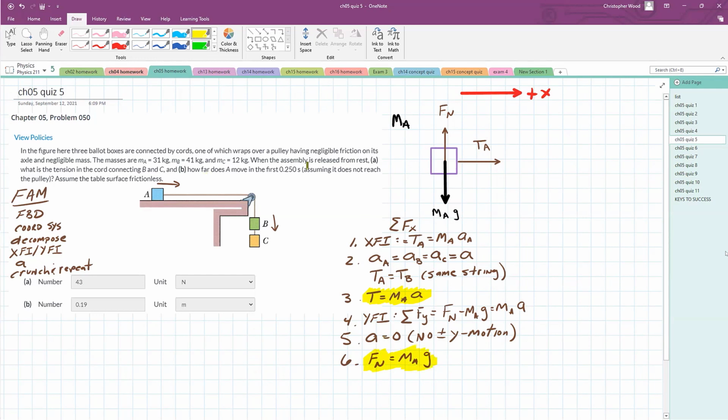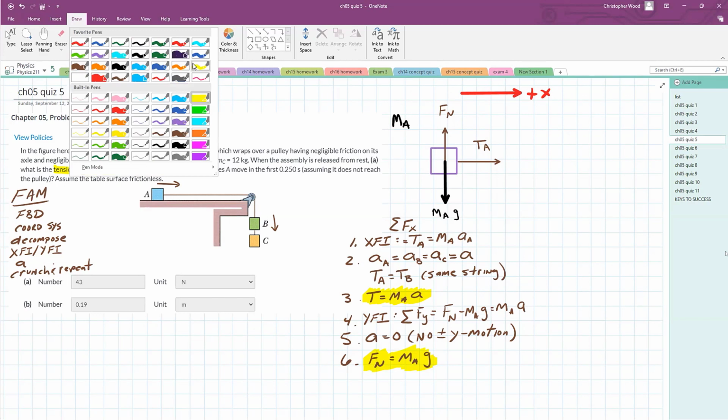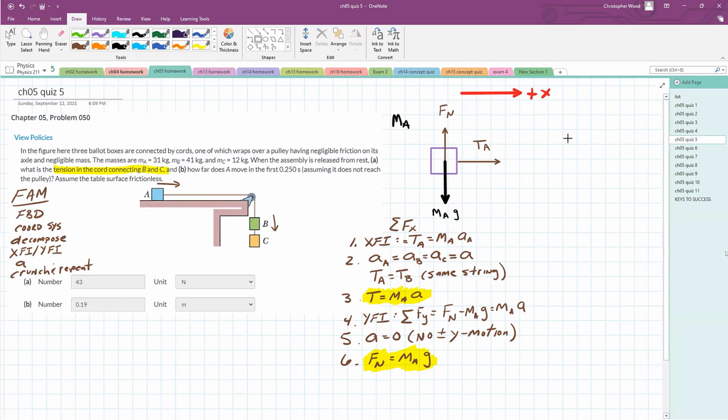I am after, when the assembly is released from rest, what's the tension in the cord connecting BC? So now I guess I'm going to get to that. So I'm going to see my dollar sign for the first time, because I'm going to do a force inventory on block B. So here's block B. Block B will look like this. Let's do block B. It's sitting here. That's block B.